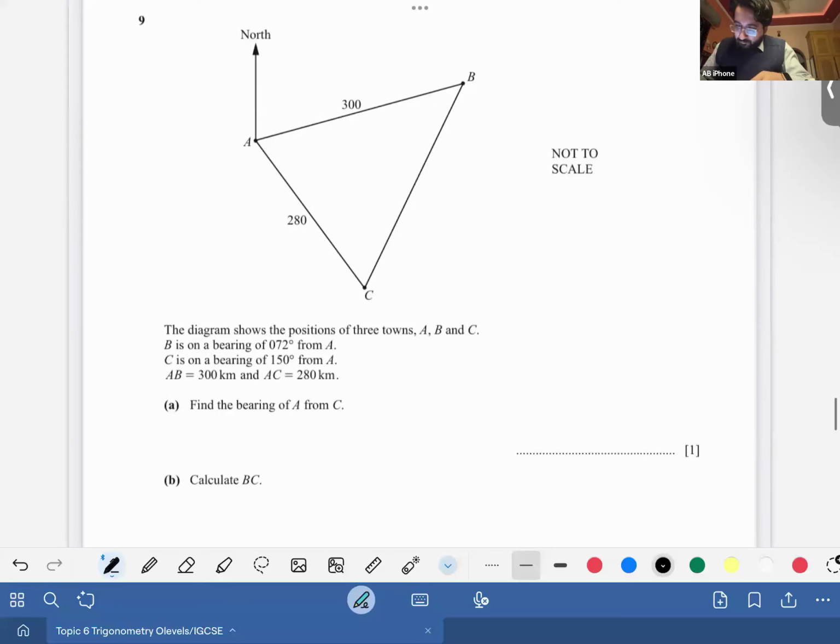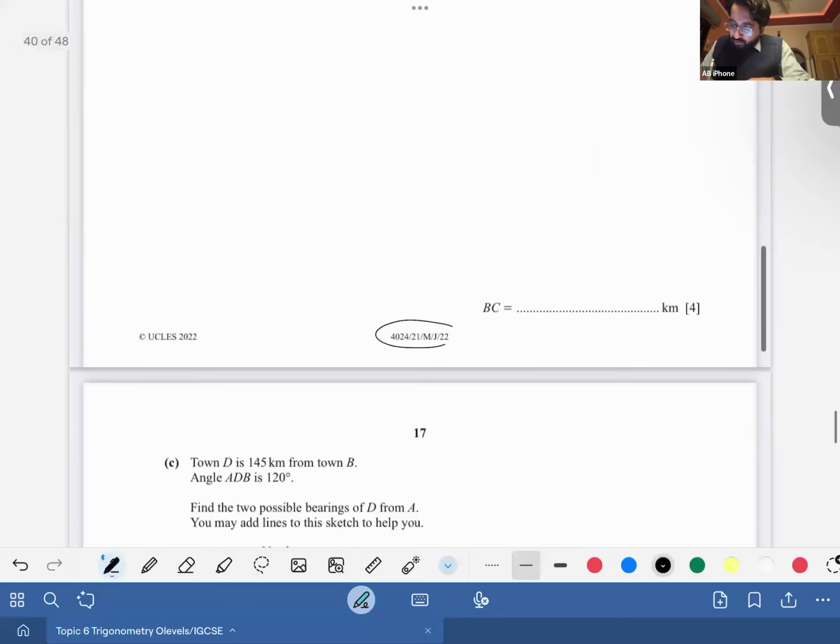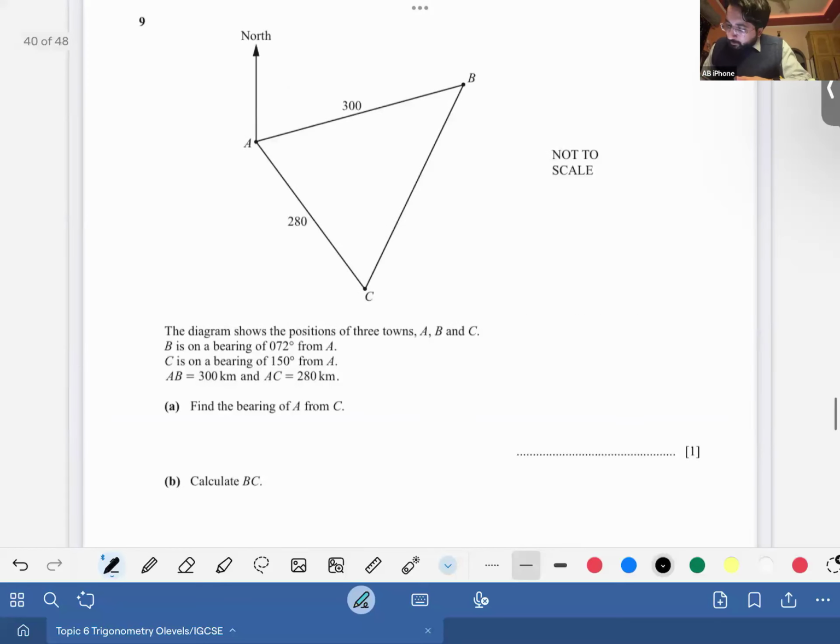All right. This question is from the 4024/21 May June 2022 paper. O levels students, you will have these in your paper booklets in the topicals. The diagram shows the position of three towns A, B and C. B is on a bearing of 072 from A. So this angle is 072, that is 72 degrees. C is on a bearing of 150 from A. So this bearing is 150. So if this is 150, can I subtract 72 from it?